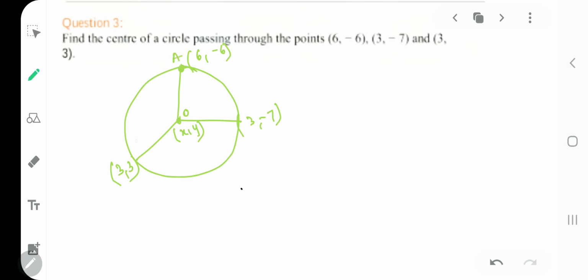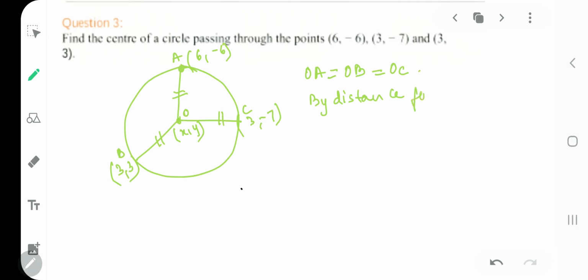If I name these as A, B, C, all the 3 distances from the center become the radius of the circle. So can I say that OA is equal to OB is equal to OC? That's how you have to go. You have to find it by the distance formula. You remember the distance formula, I guess?